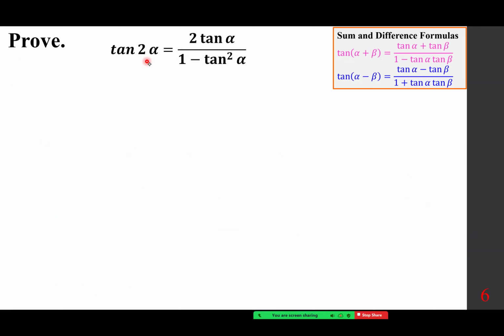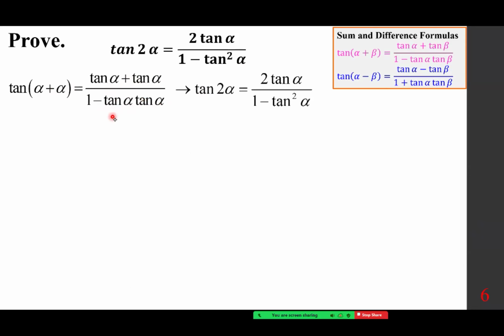We want to prove tan of 2 alpha is 2 tan alpha over 1 minus tan squared alpha. Recall, tan of alpha plus beta is tan of alpha plus tan of beta over 1 minus tan of alpha tan of beta. So all you have to do in this formula is replace the beta with alpha. So you get tan of alpha plus alpha is tan of alpha plus tan of alpha over 1 minus tan of alpha tan of alpha. This means 2 tan alpha. This means 1 minus tan squared alpha. It's pretty straightforward, everybody.